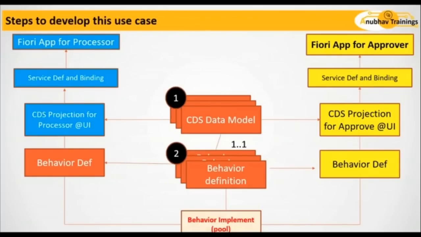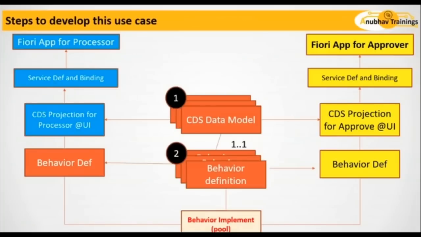Now, the processor will be able to create, edit everything and delete a booking as well as a flight. Once the booking is created, the status of that booking will always be new. N or O means open. So that will be the status. From there, there are two possible statuses, either approved or rejected. So that's the second scenario in the yellow box out there. The yellow box indicates the approver scenario.